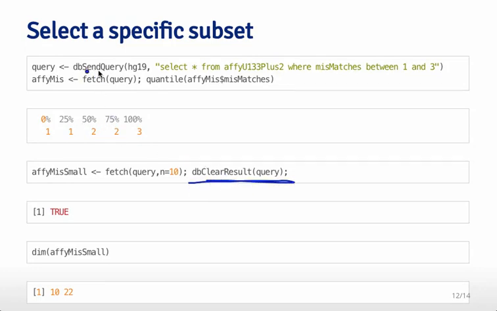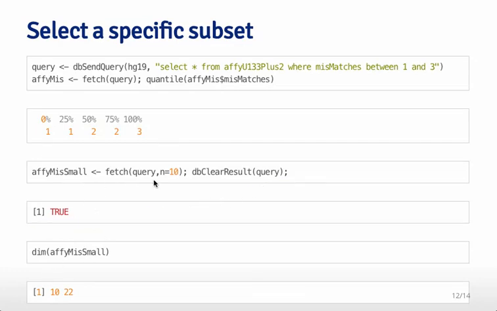When you do that, you need to clear the query. Remember, you sent a query out to the MySQL server, and now it's still sitting out there. You fetched the data back, but that didn't stop the query from still being out there at the MySQL server. So you need to do dbClearResult to clear that query from the remote server, and it should return true again because you've cleared that result.